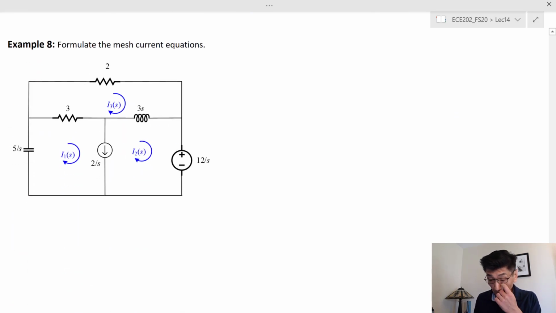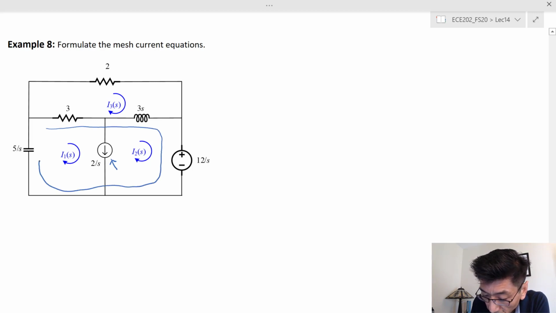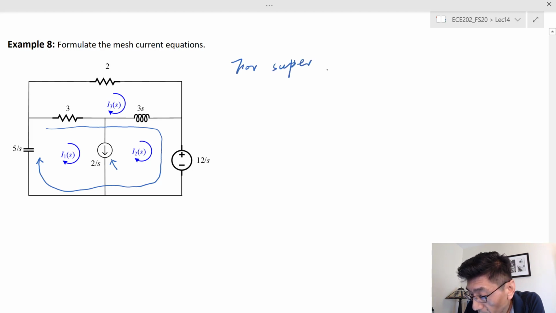And let's look at another case. Let's see if we have two meshes sharing the same current source. By the way, this is a current source, right? And in this case, we're going to form a so-called super mesh. So we're going to write the KVL equation around this bigger mesh. For the super mesh, we can write the voltage across each element, the drops, right? The drop of the non-source elements.